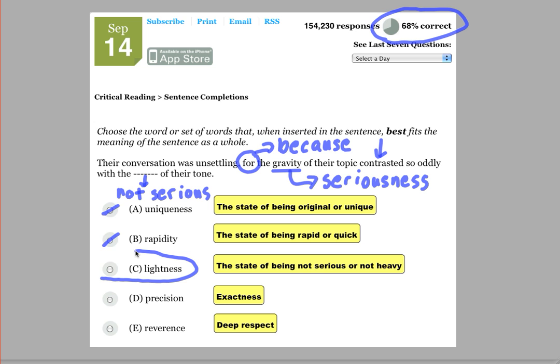Remember, lightness doesn't just refer to weight. It also refers to whether something is serious or not. Precision means exactness, no, and reverence means deep respect, which is certainly serious. So our answer is C.